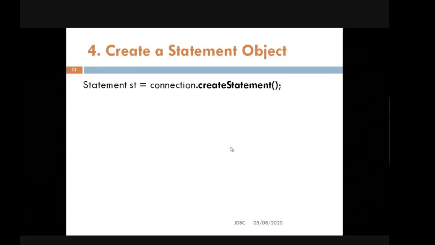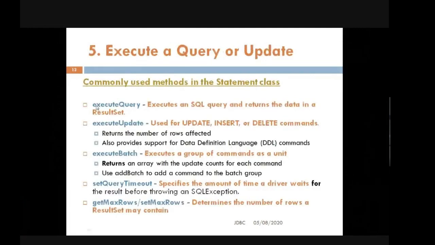The statement object has all these different methods. As I have mentioned earlier, you have different methods for executing different queries. Execute query is used for executing the select query. Execute update is used for executing the other queries, that is update, insert, and delete queries. Then execute batch is used for executing a batch of commands, a set of commands.